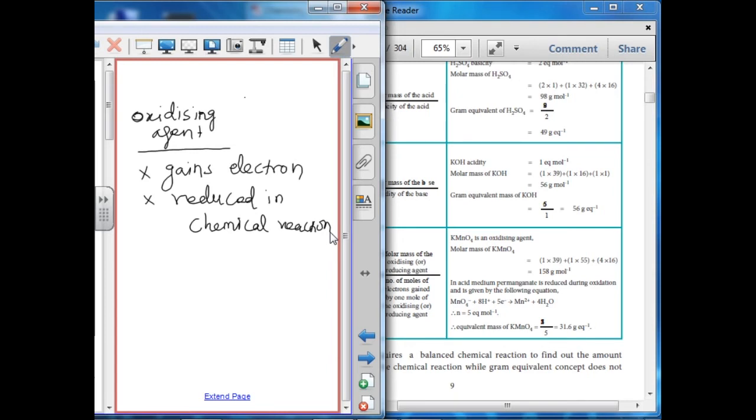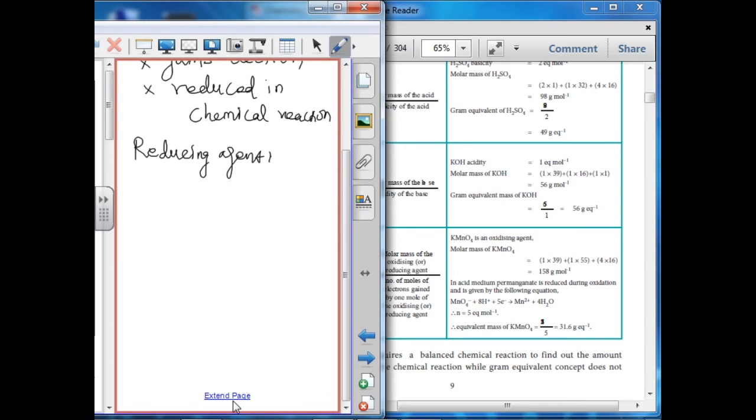Next one is the reducing agent: loss of electron and oxidized in a chemical reaction. So what is an oxidizing agent, and what is a reducing agent? A reducing agent means the loss of electron and oxidized in a chemical reaction.